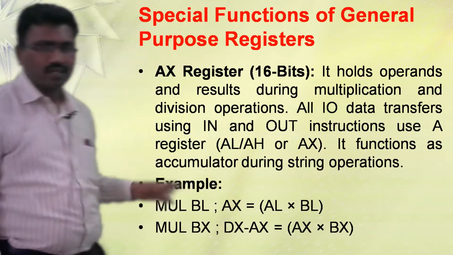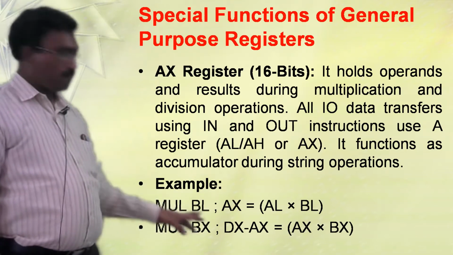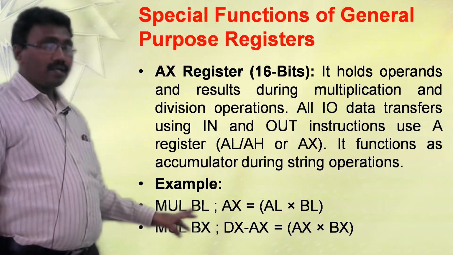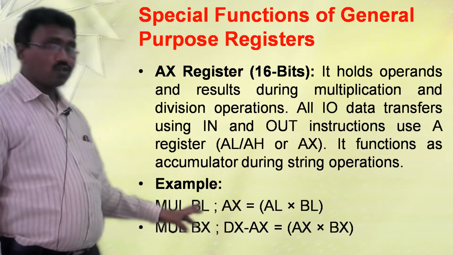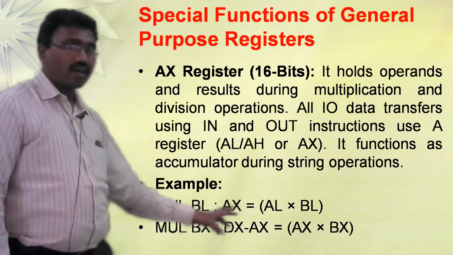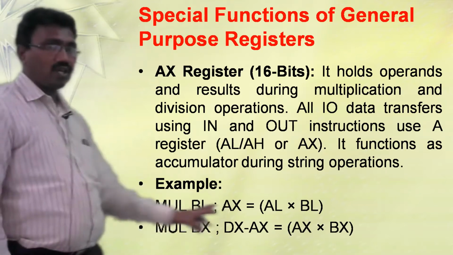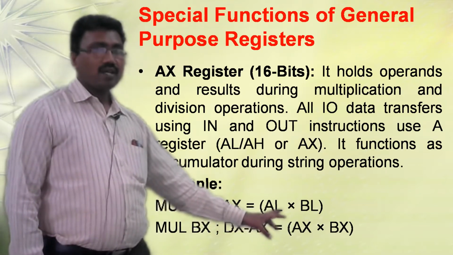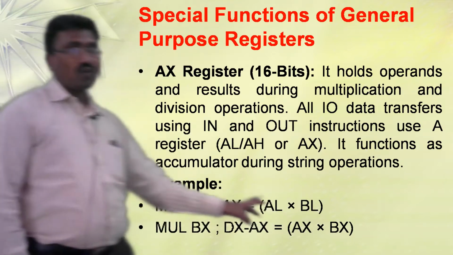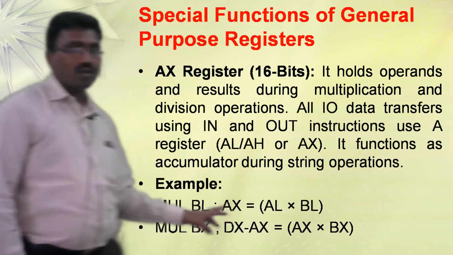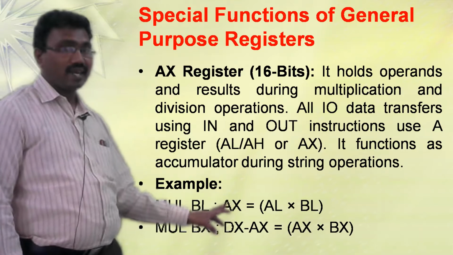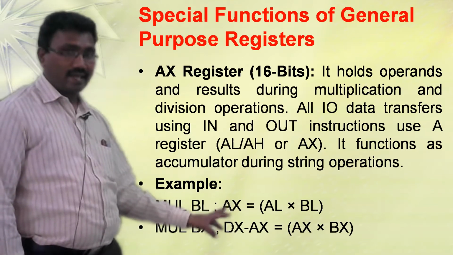For example, here we'll see MUL BL. What is the operation? Implicitly the multiplicand is in AL and the result will be in AX. MUL BL is the instruction; this is the functioning of the MUL BL instruction. Here AL has a special function. The multiplicand is in AL, and the multiplier is in the specified register BL. It performs AL into BL and sends the result to AX. The destination is also specified implicitly. What is that register? AX. So that is one special function of AX and AL.